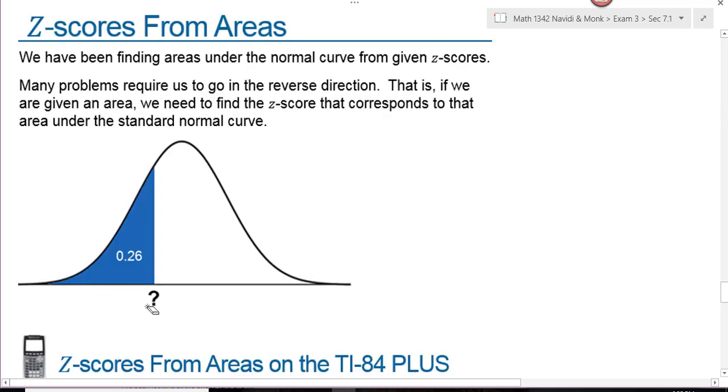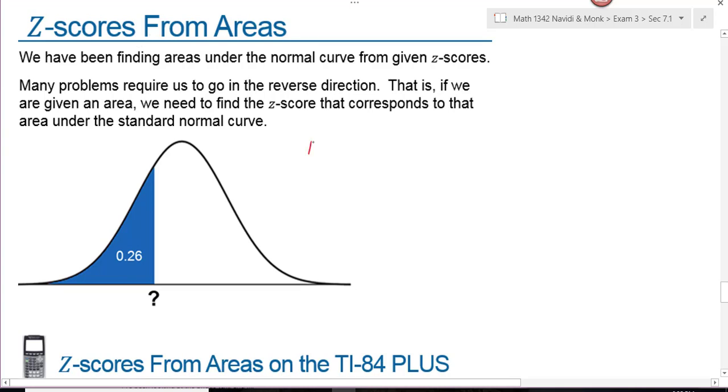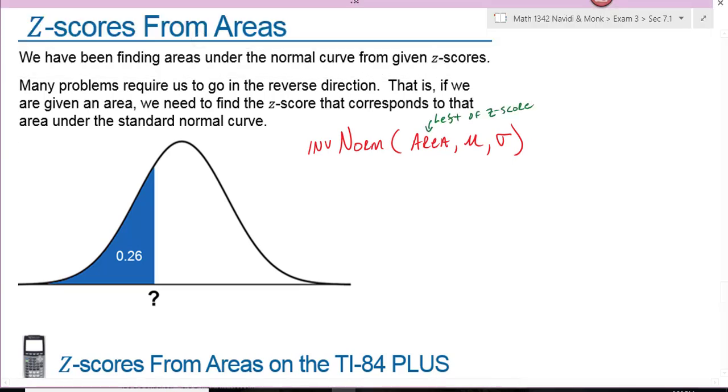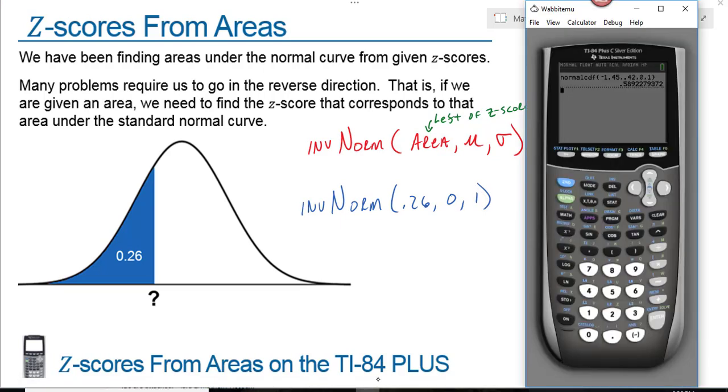So for this problem, we're looking for this z-score if this is the area to the left of the z-score. The way that we'll do this is on our calculators, we're going to use inverse norm, and then it's going to ask us for the area, the mean, and the standard deviation. Now this area has to be an area that's to the left of the z-score every time. So for this particular problem, we would use the inverse norm, 0.26, the mean is 0, and the standard deviation is 1. Let's go to our calculators and see what that looks like.